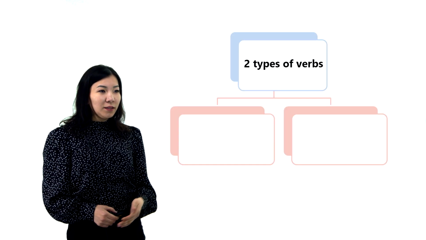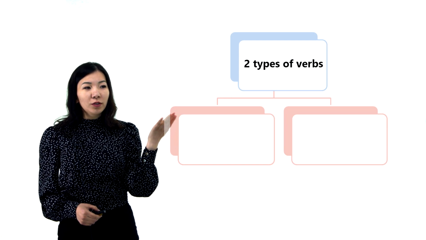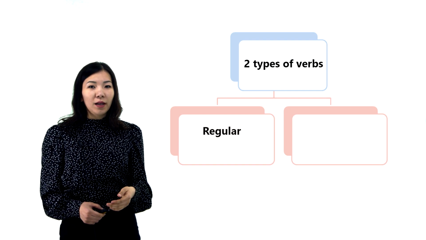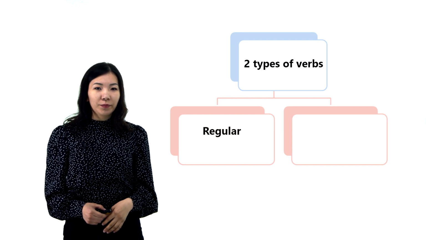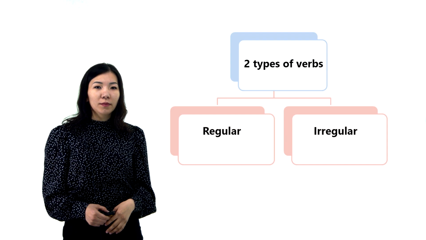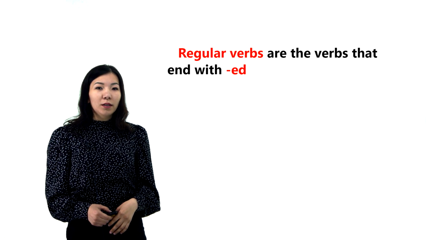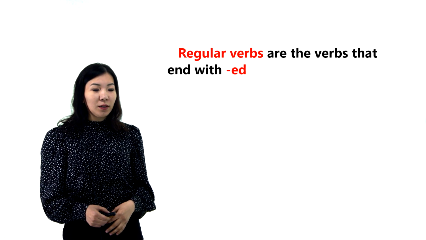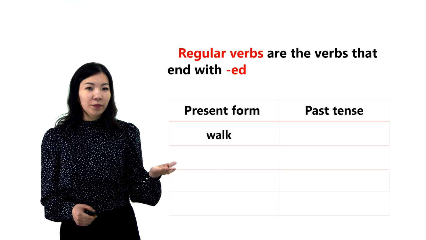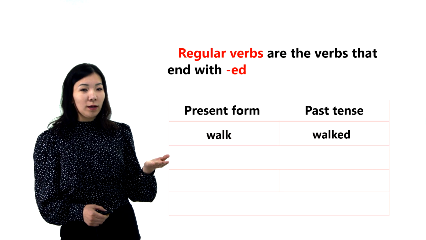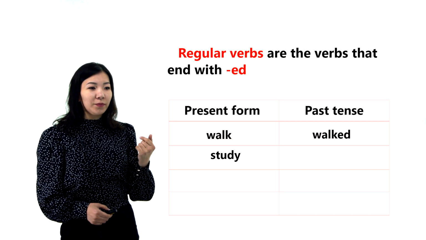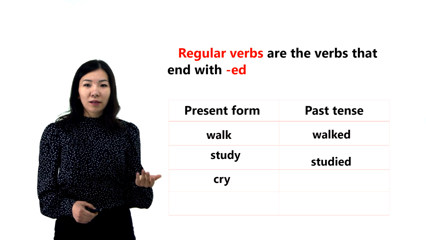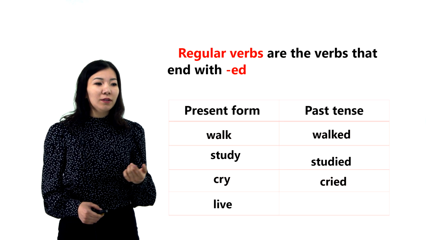As you can see, there are two types of verbs, regular and irregular ones. Regular verbs in the past tense end with ed. For example, walk, walked, study, studied, cry, cried, live, and lived.